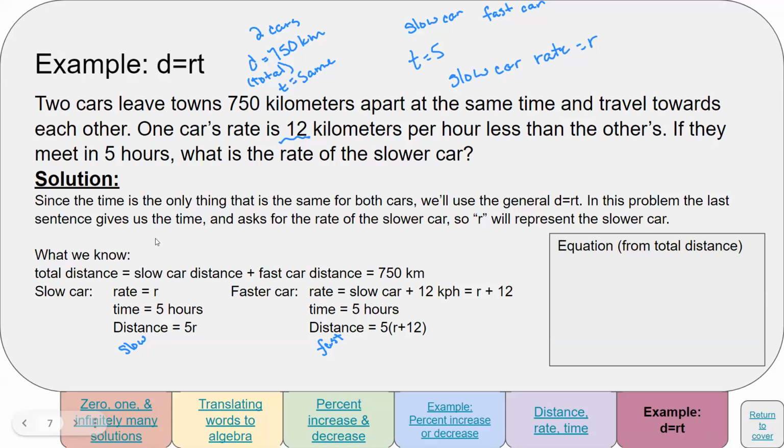So off to the side, I have my equation from the total distance. Remember, it's slow car distance plus fast car distance equals 750. So I have 750. This is my slow car, which is the 5R. And the fast car distance is 5 times R plus 12. Now this is what I'm going to solve. I don't show all the steps in my work, but some of it, we're going to explain. So first thing I'm going to do is distribute that 5 in the second equation. So it's going to be 5 times R.